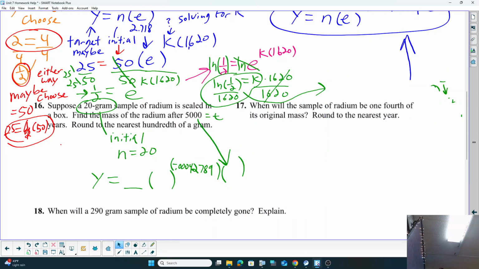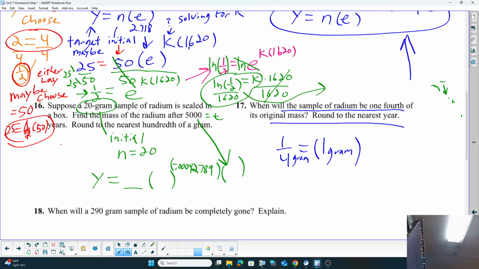So keep on going. So when will the sample of radium be 1/4 of the original mass? So you have basically a 1 gram. And when does it become a 4th gram? Right? And so that's going to be times by e, and then we have the negative 0.0004279, or 4279, whatever you want to say there, times T. And then go ahead and solve for T.